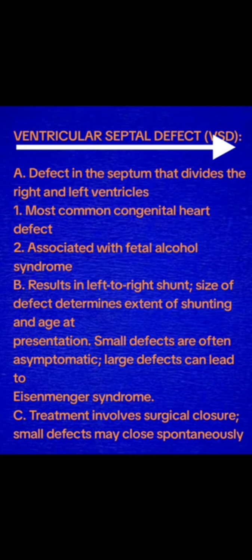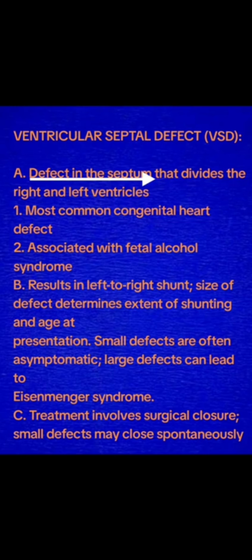Ventricular septal defect. Ventricular septal defect is defect in the septum that divide the right and left ventricle. Most common congenital defect associated with fetal alcohol syndrome result in left to right shunt. Size of defect determine extent of shunting and age at presentation. Small defects are often asymptomatic. Large defects can lead to Eisenmenger syndrome. Treatment involves surgical closure. Small defect may close spontaneously.